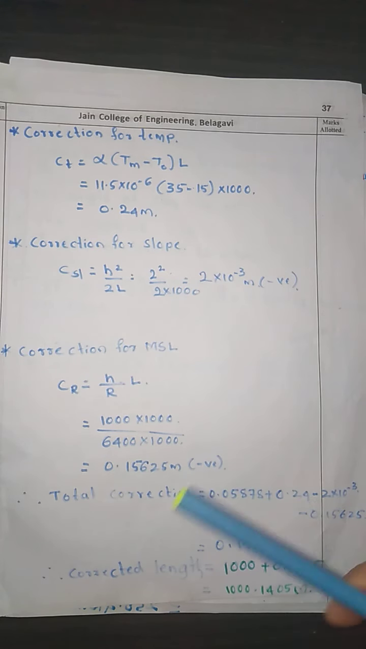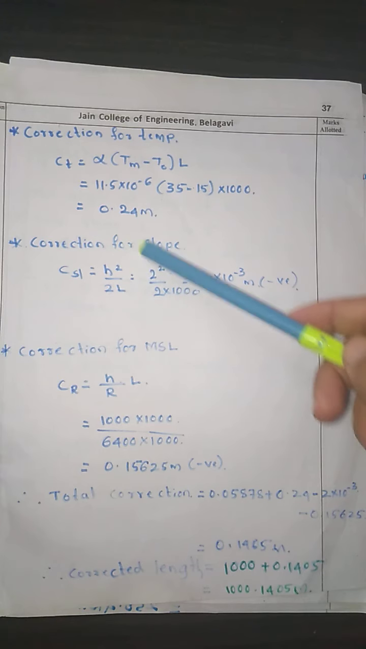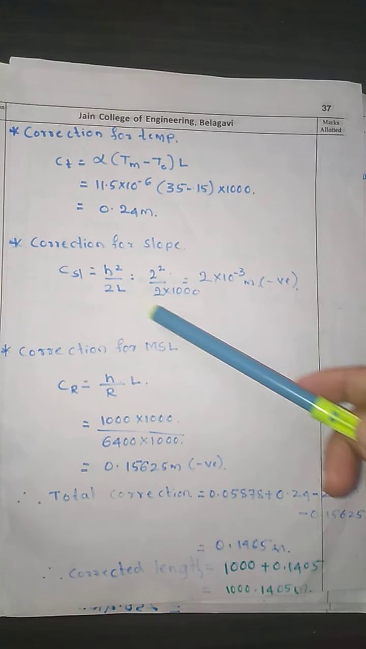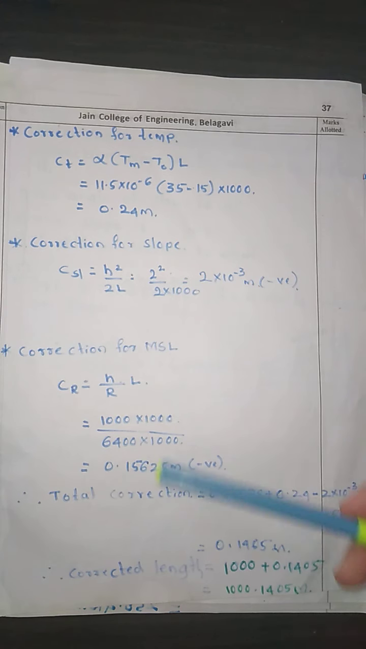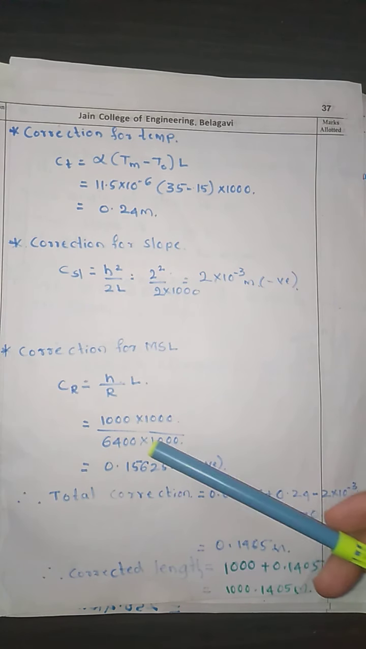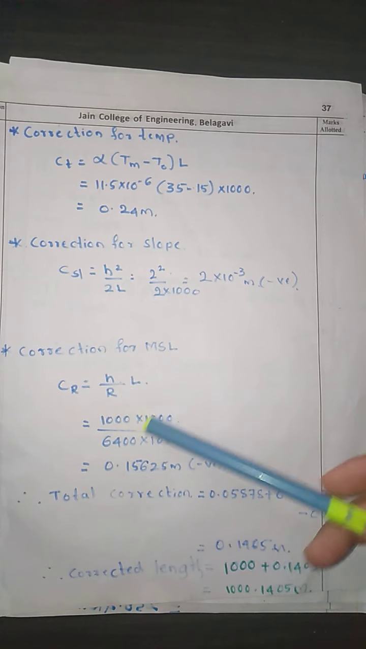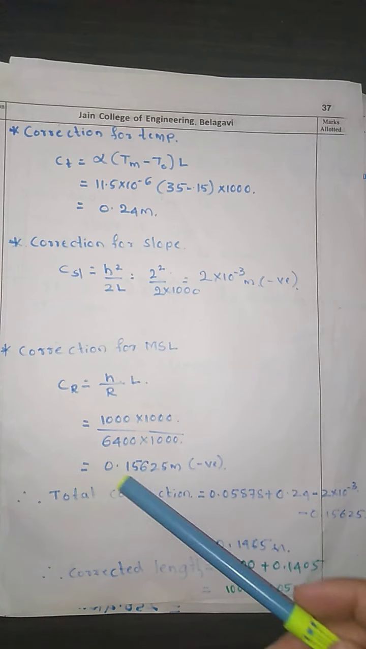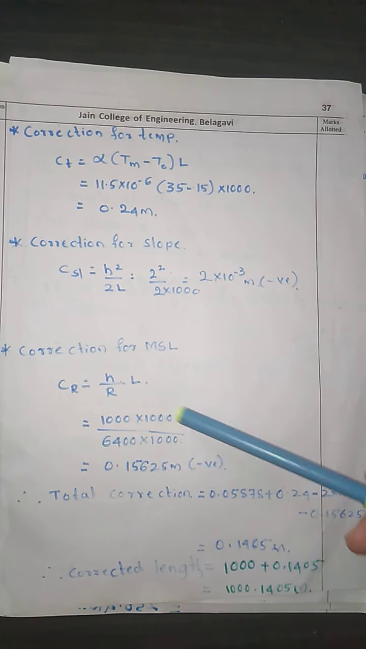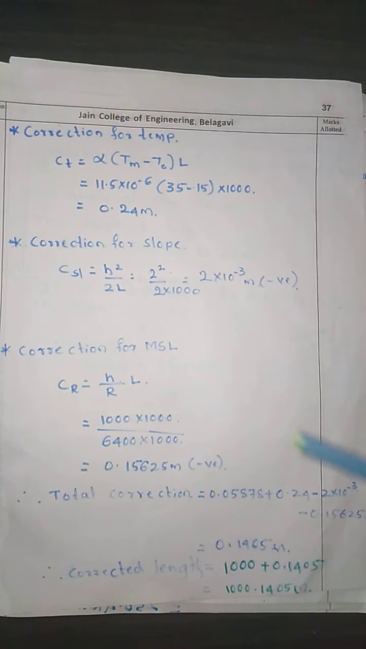Both are positive. Then the slope correction is negative, as I have shown you how it becomes negative. With h as the difference in elevation and L as the length, everything is given, so it is 2 into 10 to the power minus 3. Now the correction for mean sea level is h divided by r into L. h is 1000, and r is 6400. They have given it in kilometers, so you need to convert it into meters. The length of the chain is 1000. Again, the correction for MSL will be negative.